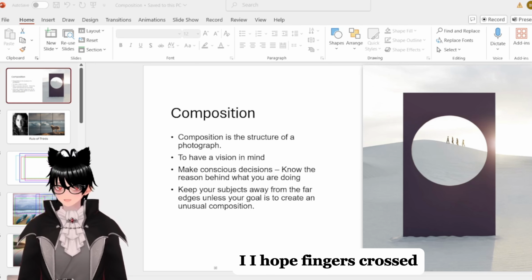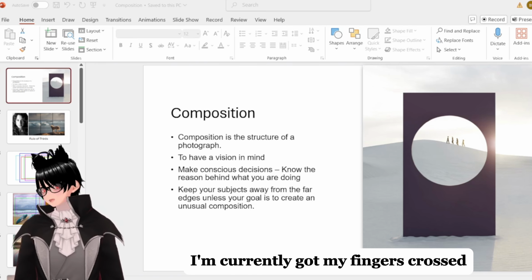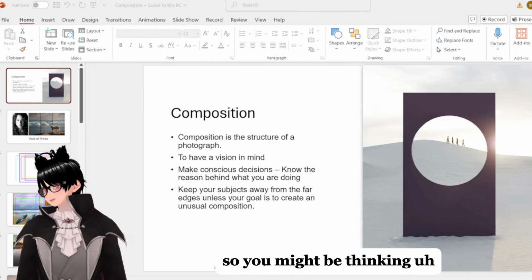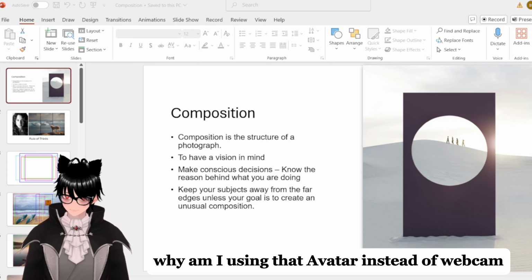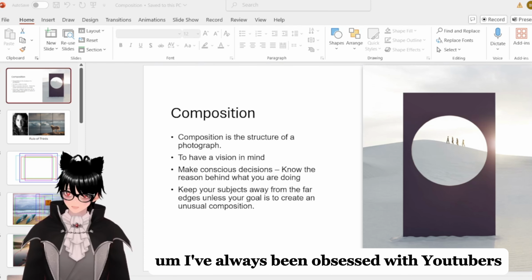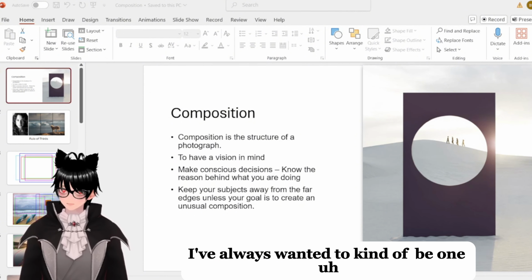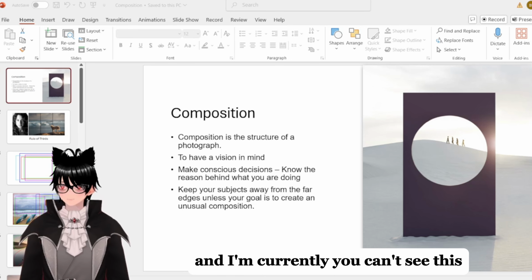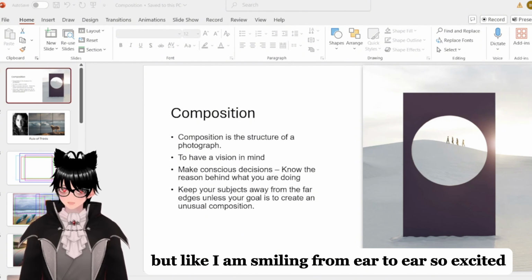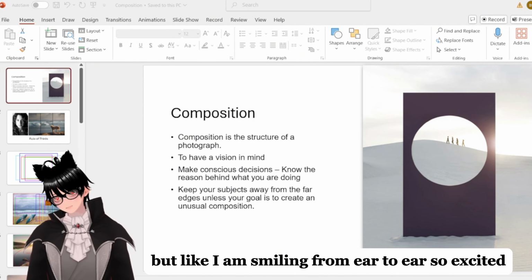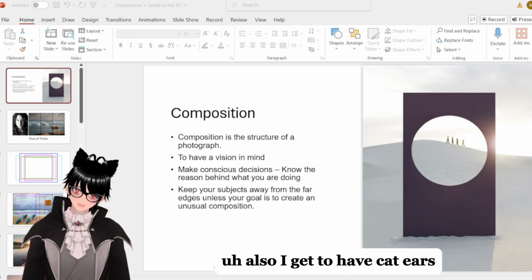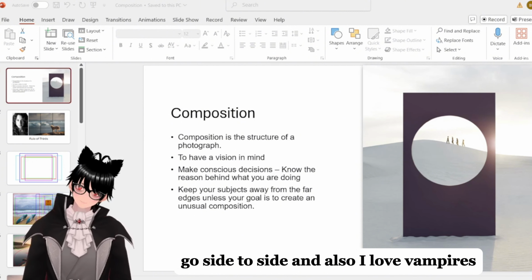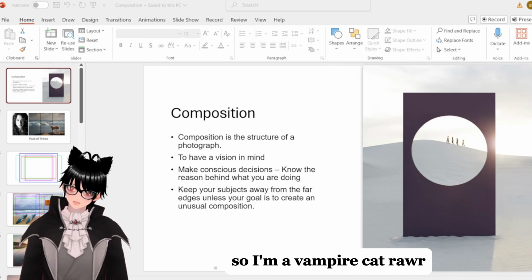I hope. Fingers crossed. I've currently got my fingers crossed, but you can't see that with my avatar. So you might be thinking, why am I using an avatar instead of a webcam? I've always been obsessed with VTubers. I've always wanted to kind of be one. I think it's so fun, and you can't see this, but I am smiling from ear to ear. So excited. Also, I get to have cat ears. I am obsessed with watching my cat ears go side to side. And also, I love vampires, so I'm a vampire cat. Rawr.